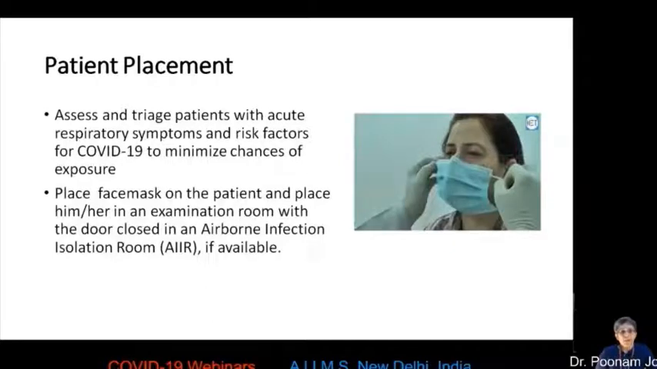Assess and triage patients with acute respiratory symptoms and risk factors for COVID-19 so as to minimize the chances of exposure. The patients who are reporting with acute respiratory symptoms or some risk factors are to be immediately triaged and placed in an isolated area. Make them put on a face mask and place them in the examination room with the door closed, in an airborne infection isolation room if available.